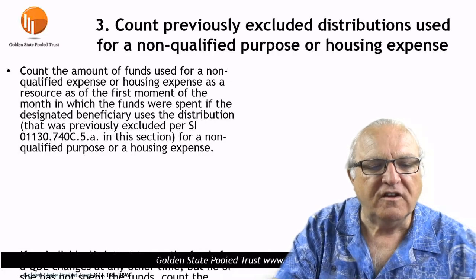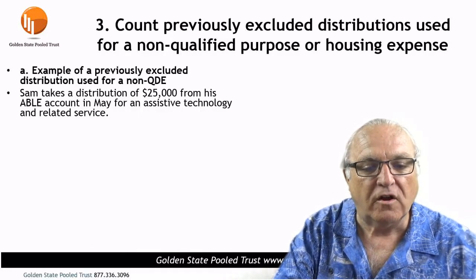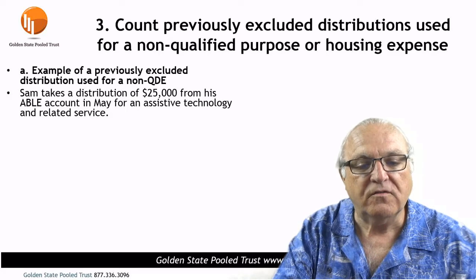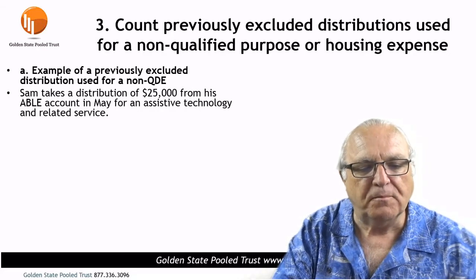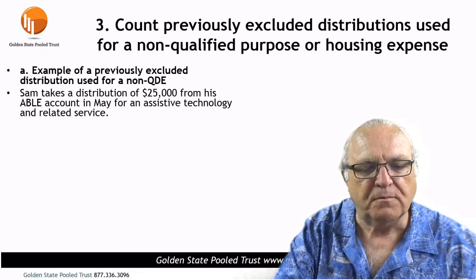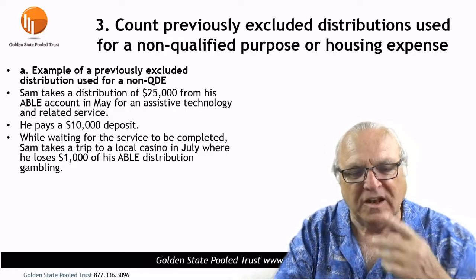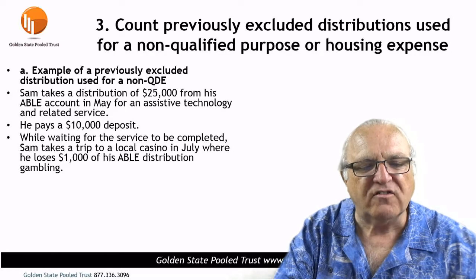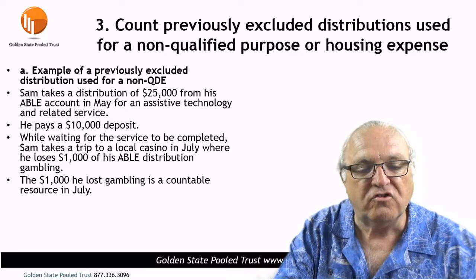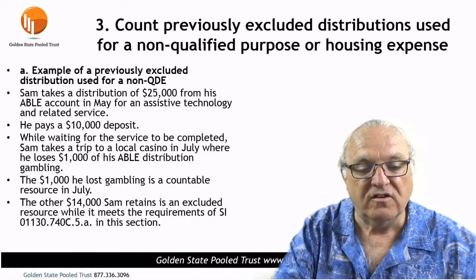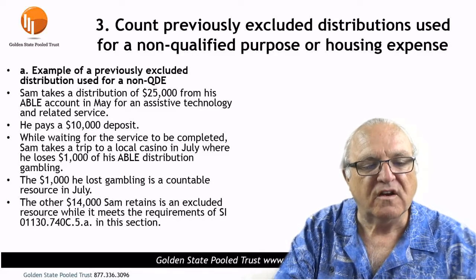So, an example of a previously excluded distribution used for a non-QDE. Sam takes a distribution of $25,000 from his ABLE account in May for an assistive technology device and related service, which is clearly a QDE. He pays a $10,000 deposit. While waiting for the service to be completed, Sam takes a trip to a casino in July. Notice money came out in May and he went to the casino in July, where he loses $1,000 of his ABLE distributions gambling. The $1,000 he lost is a countable resource in July. Otherwise, the $14,000 Sam retains as an excluded resource while it meets the requirements of the POMS in this section.